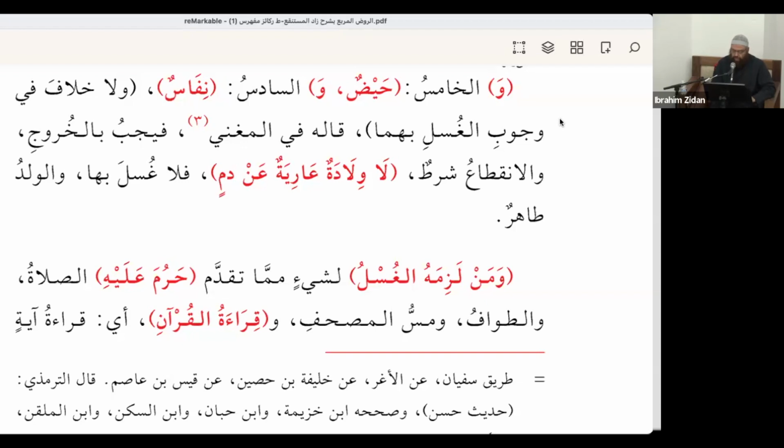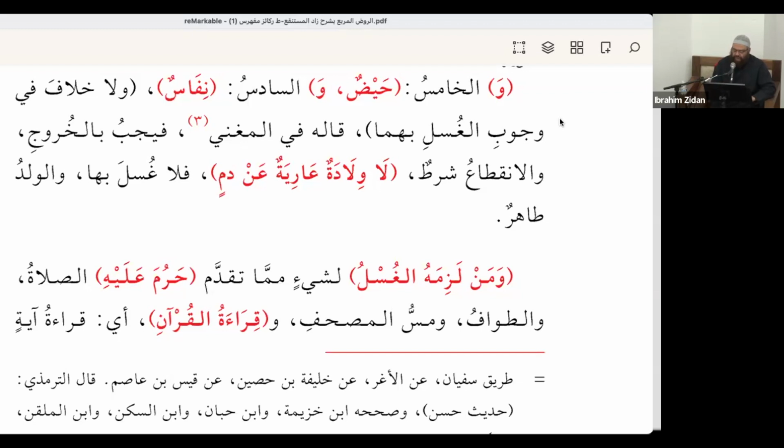And then he says the next one, وَمَنْ لَزِمَهُ الْغُسْلُ. Now the things that are forbidden for someone if he has to make ghusl, because ghusl now is mandatory upon him. So what are the things that are forbidden? So he says وَمَنْ لَزِمَهُ الْغُسْلُ لِشَيْءٍ مِمَّا تَقَدَّمْ, for anything of what has been mentioned before. The things that necessitated the ghusl, the hayd, the janaba, and all of these things. So someone now, it's obligatory for him to make ghusl because he's in state of janaba, for example, so he's not in state of tahara.